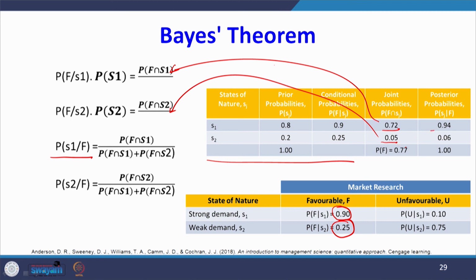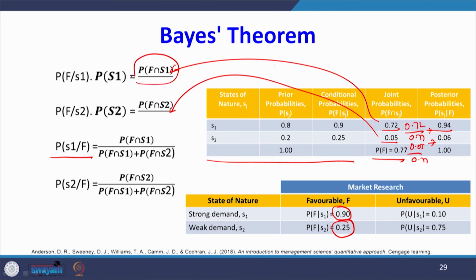So, how did we get the 0.94? The sum of these two values, 0.72 plus 0.05, gives us P of f, that is 0.77. So 0.72 divided by 0.77 gives 0.94. Here 0.05 divided by 0.77 gives 0.06. So, this is nothing but P of S1 given f.